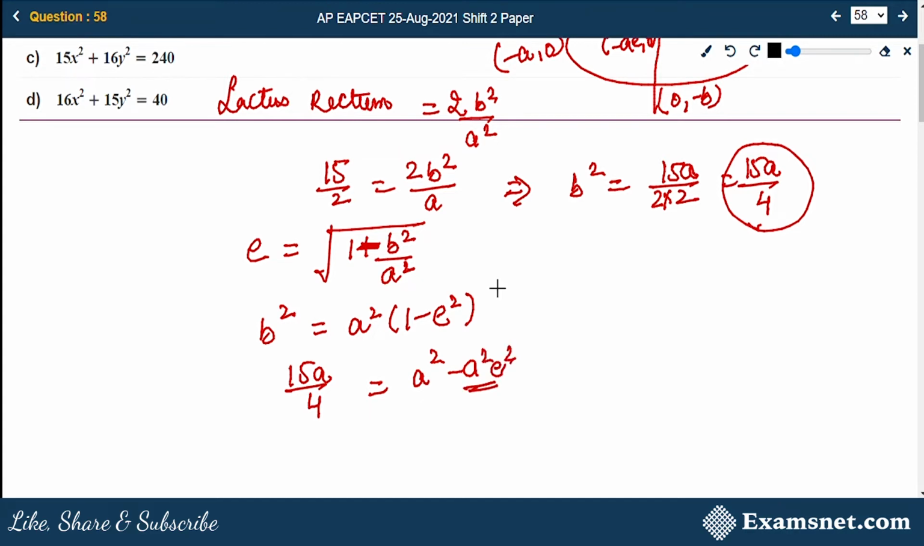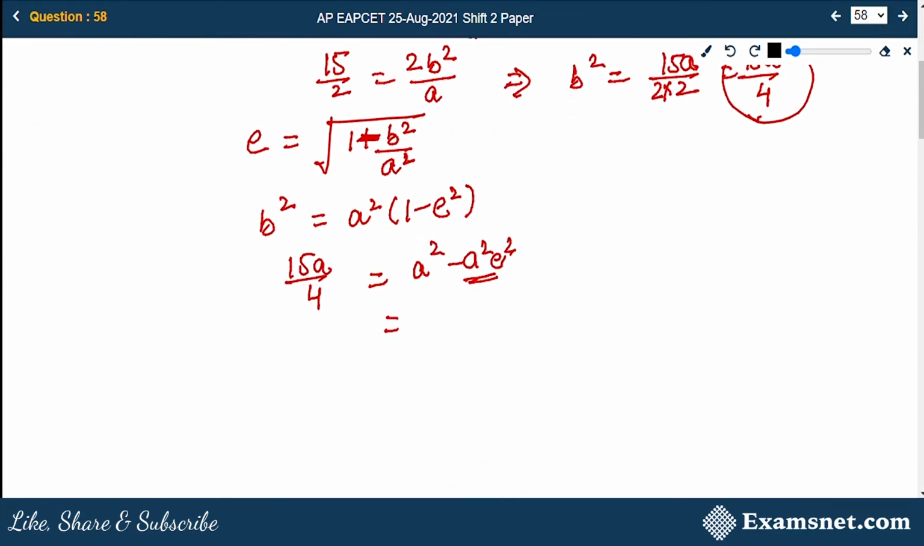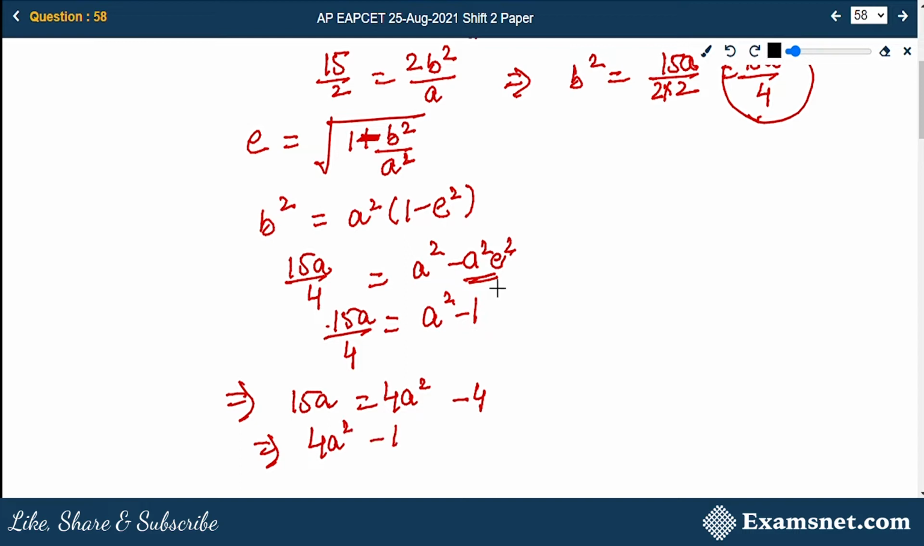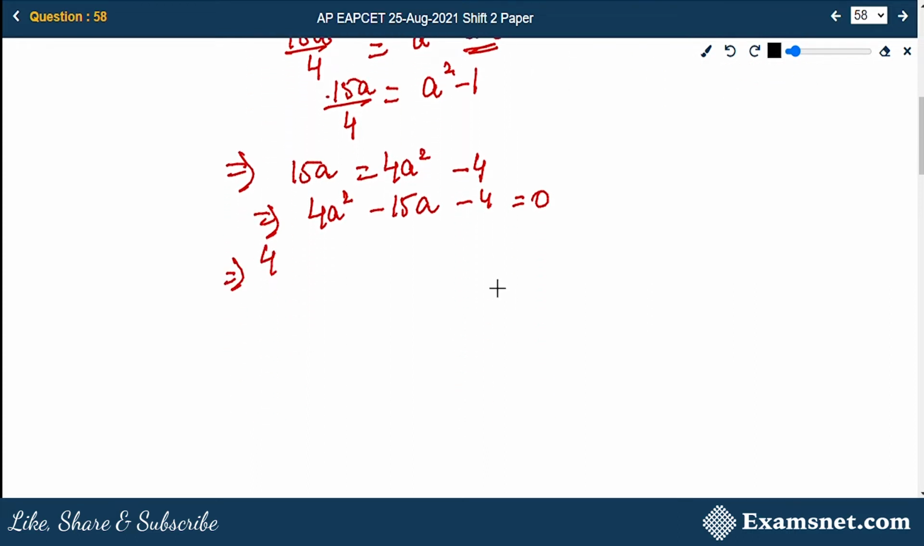You already know ae. We solved it. ae was equal to 1. So I will fill in that value over here. This will be a square minus 1 is equal to 15a upon 4. Right? So in this question, let's solve it. 15a is equal to 4a square minus 4. So 4a square minus 15a minus 4 is equal to 0. Splitting the middle term, 4a square minus 16a plus a minus 4 is equal to 0.